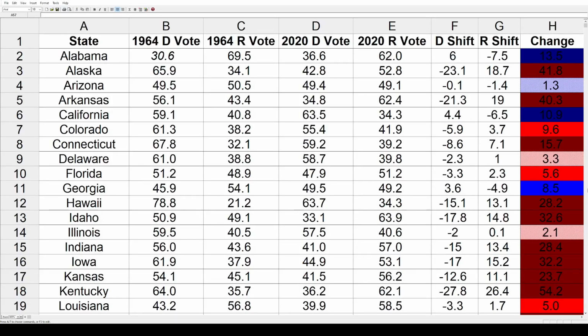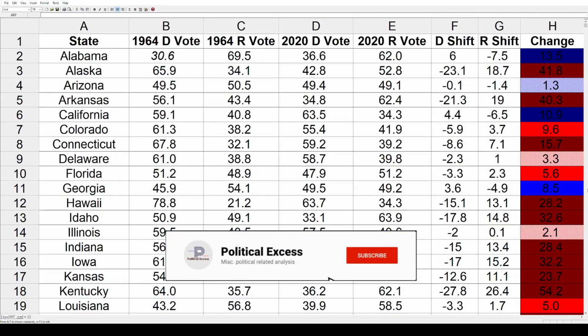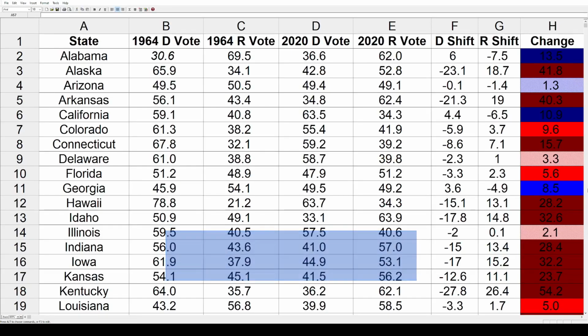Hello, everybody. Today we're going to take a look at another presidential political shift. This time it's going to be 1964 to 2020. Of course, if you want to just skip ahead to the map, there will be a chapter down below in the description. But if you want to hear a little bit more about these shifts, let's start by putting up both of these elections.